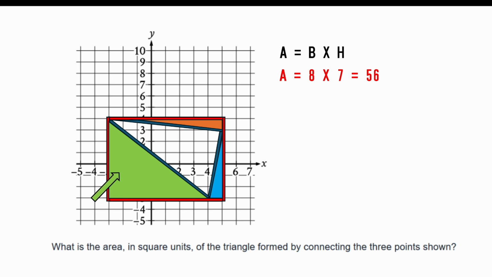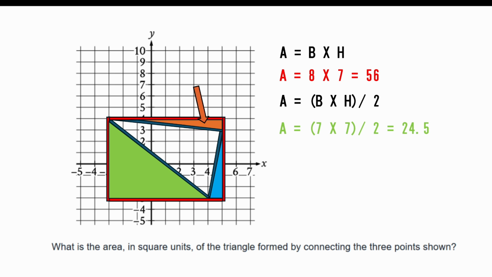Now let's look at this green triangle. Remember, the area of a triangle is going to be base times height divided by 2. This green triangle in this case is going to be 7 times 7 divided by 2, which is 24.5. But now let's look at this orange triangle, which is going to be 8 times 1 divided by 2, which is 4. And then we look at this light blue triangle, and that's going to be 7 times 1 divided by 2, which is 3.5.